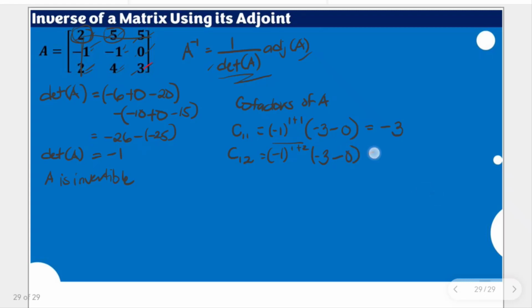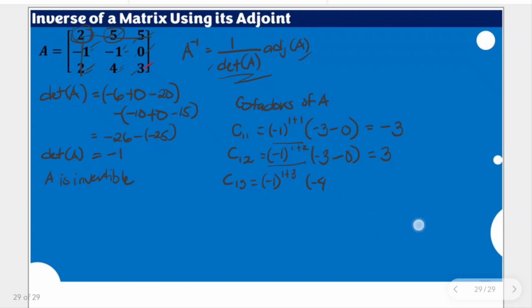This is negative 3, but this is also negative, that's why you have positive 3. Next is the cofactor of 1, 3, meaning removing this row and column. So you have 1 times negative 4, negative 1 times 4 is negative 4. But again, you have this, negative 1 to the power 1 plus 3.